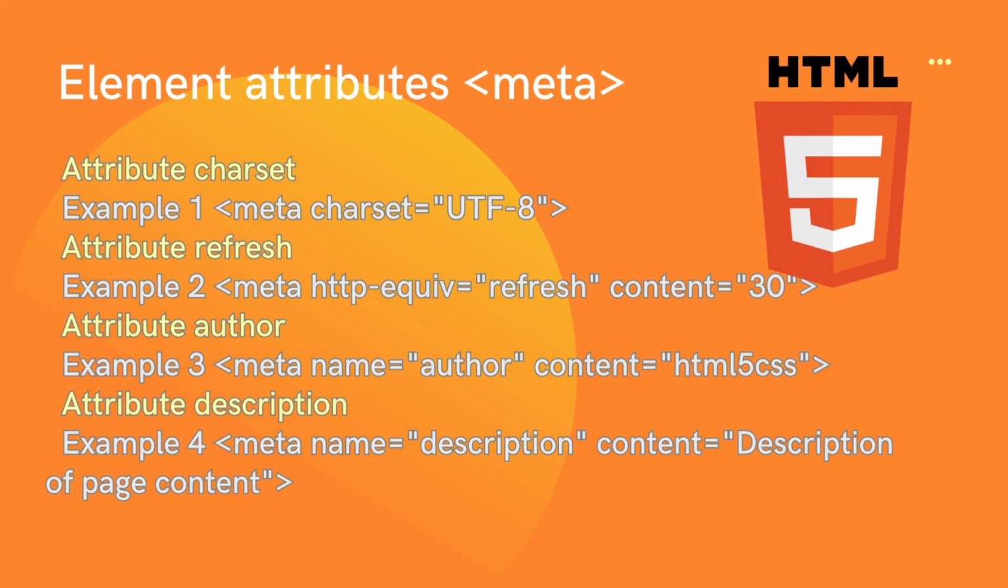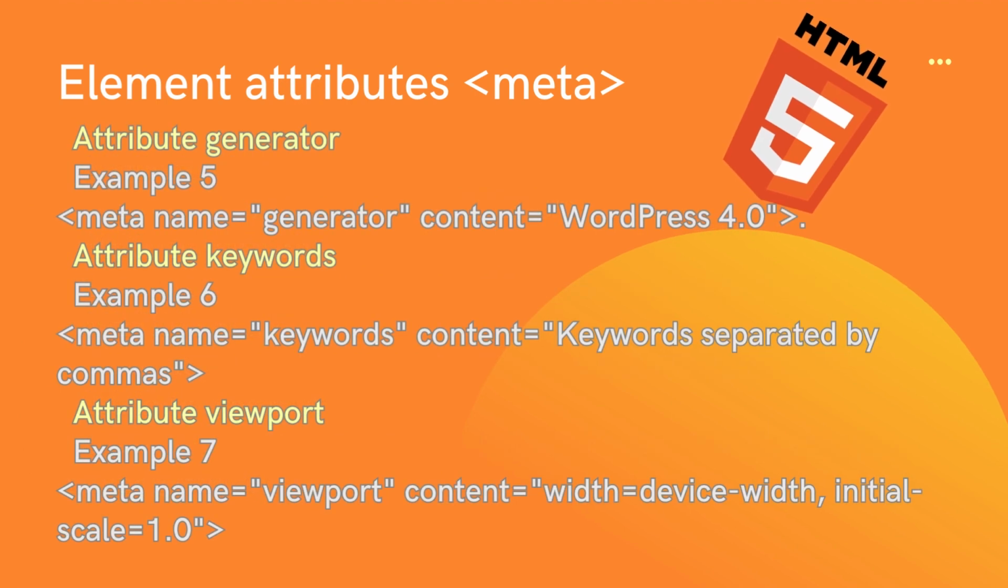The attributes described on this slide as well as global attributes are available for the element. Attributes of the meta element. The charset attribute specifies the character encoding for the HTML document. The refresh attribute updates the document every 30 seconds. The author attribute indicates the name of the author of the document in free format. The description attribute defines a description of the web page. The generator attribute specifies one of the software packages used to generate the document.